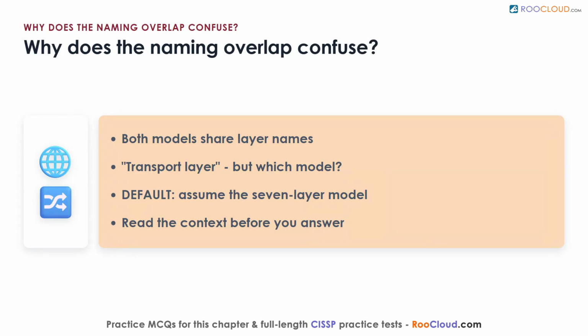Why does the naming overlap cause confusion? Because the 2 models share several layer names and people swap them freely. Someone says transport layer, but which model do they mean? The safe habit is a default. Unless you are told otherwise, assume the 7-layer reference model, since it is the more widely cited teaching standard. On the exam, read the context first, then decide which map the question is using before you answer.